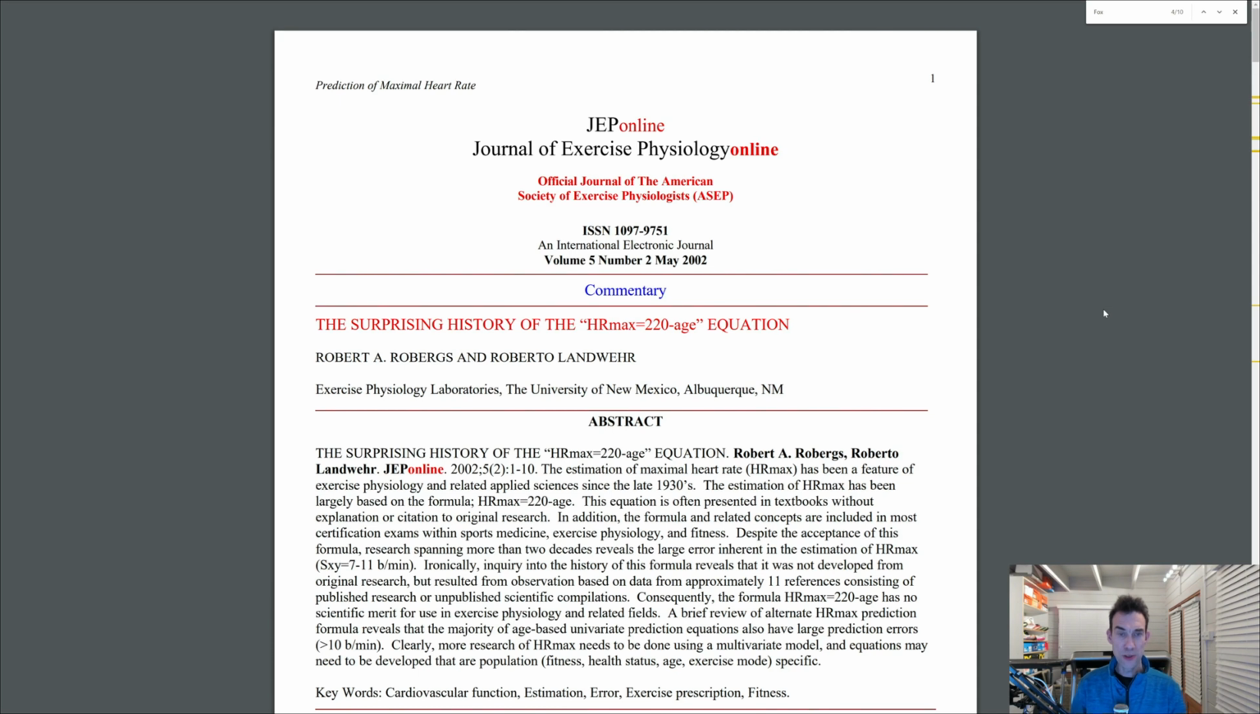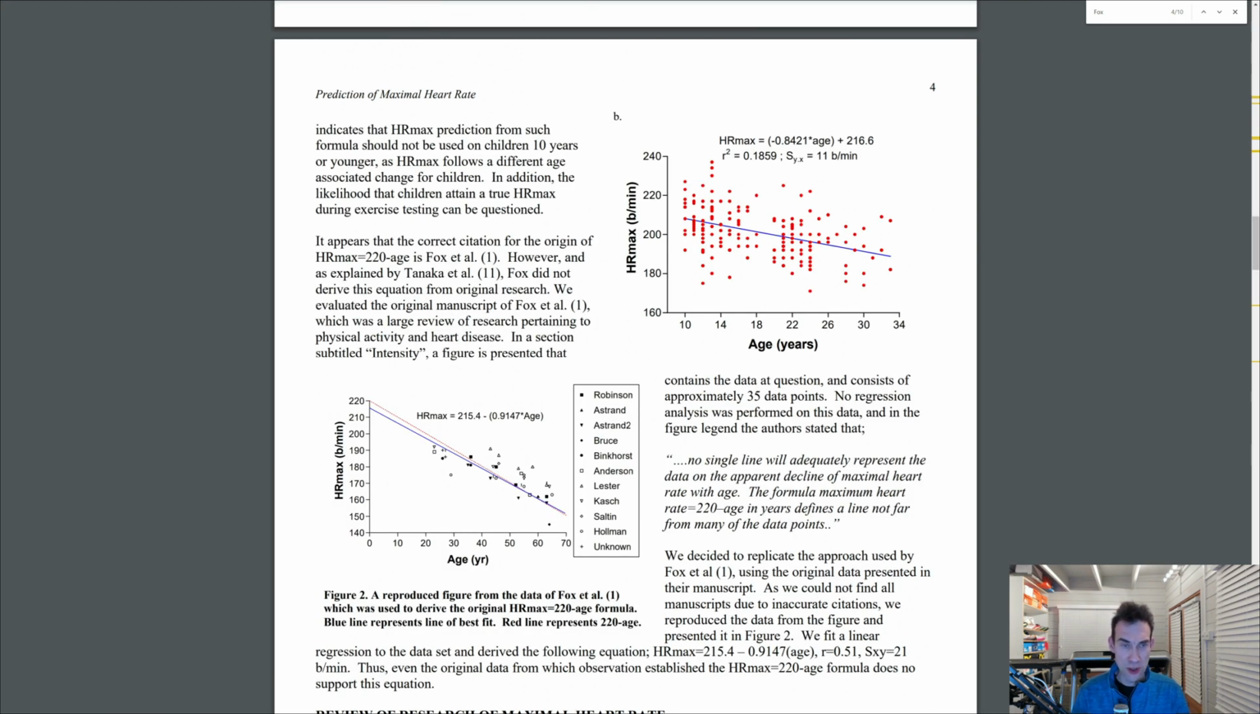Now, first of all, a quick history lesson on what was the origins of the formula 220 minus age. So I found a paper here by Robergs and Landwehr in 2002, which talks about the history of the formula. Now, it turns out that the 220 minus age formula was never actually derived by any science. It was actually a paper by Fox et al., reference number one, which is 1971, that looked at all the different formulas and they came up with their own formula of 220 minus age that best fitted all the data that they could see. So that's basically the origin of it.